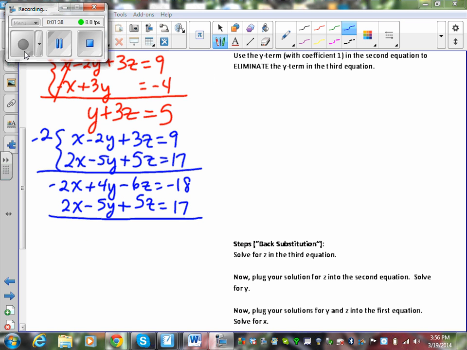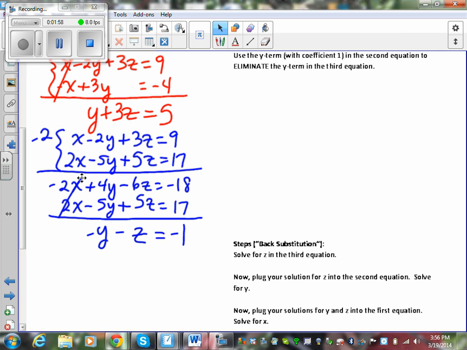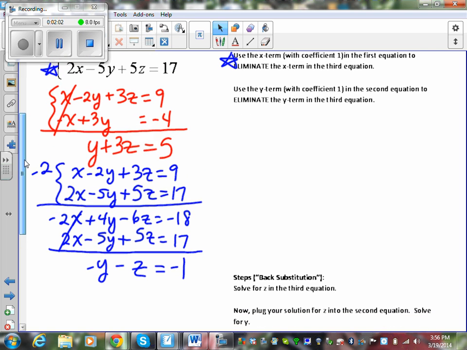Now that you see what that looks like, I'm going to go ahead and add these equations together, and you'll see the x terms cancel. The y terms will give me negative y. Z terms add to negative 1z. Carry the equals down, and the constants add to negative 1.